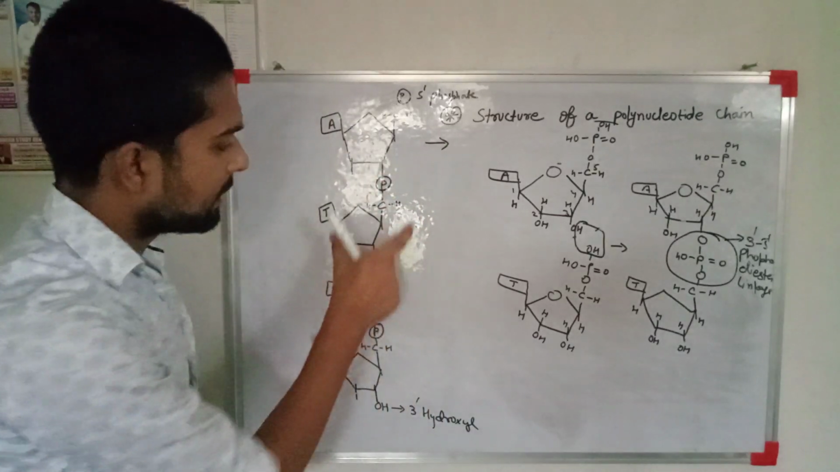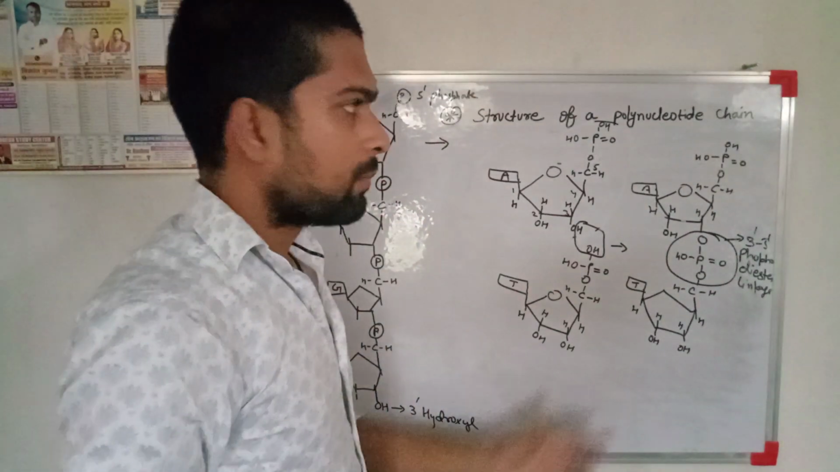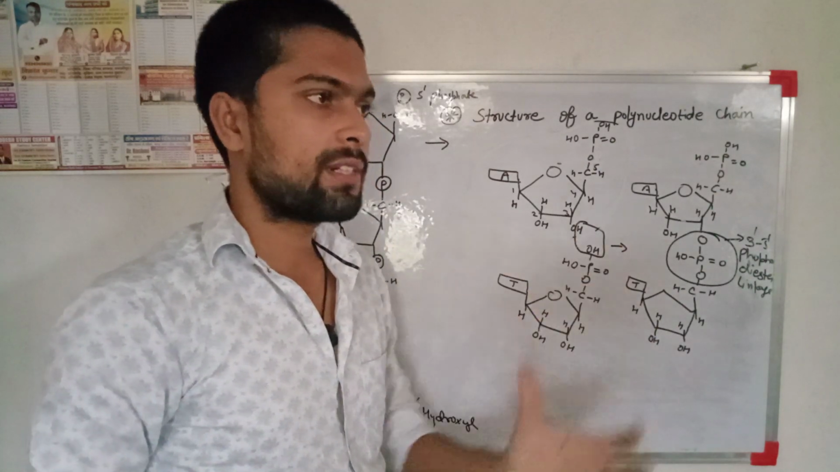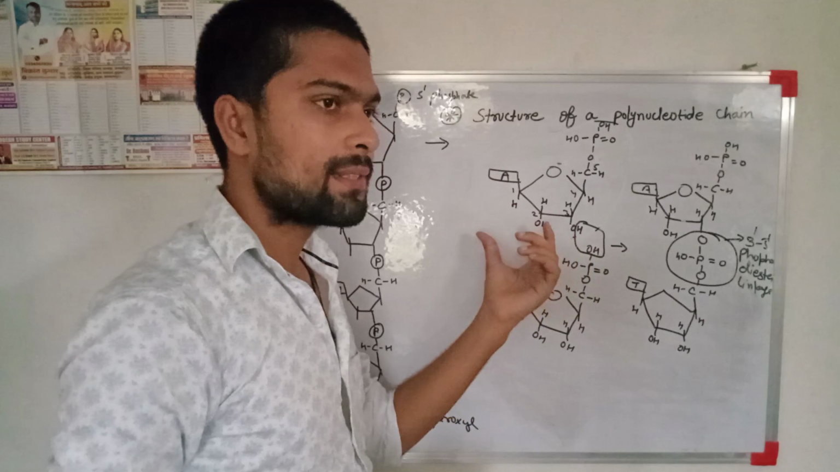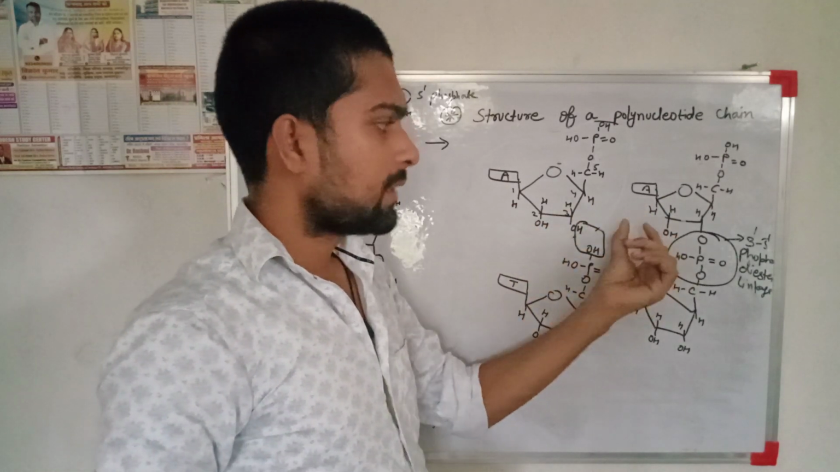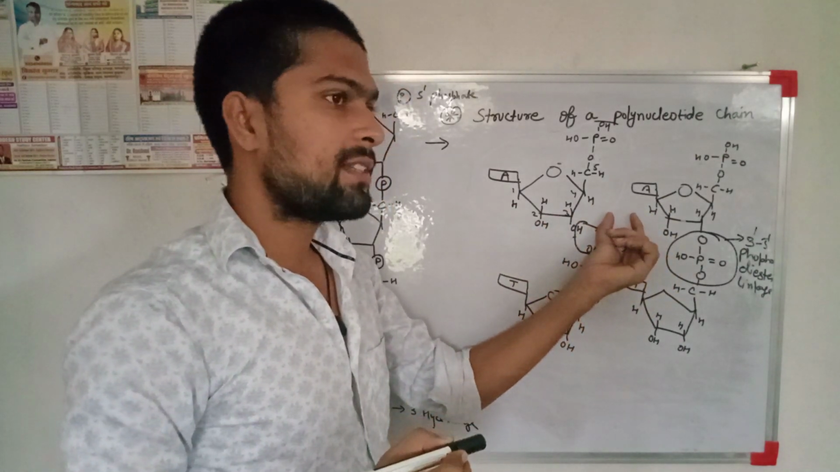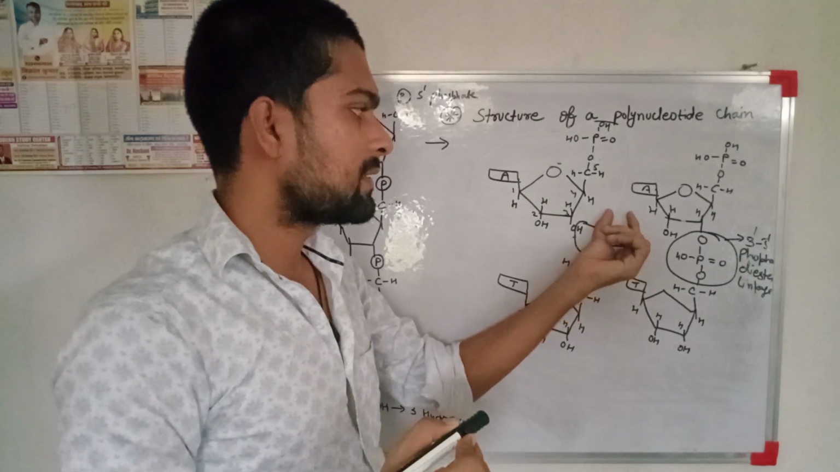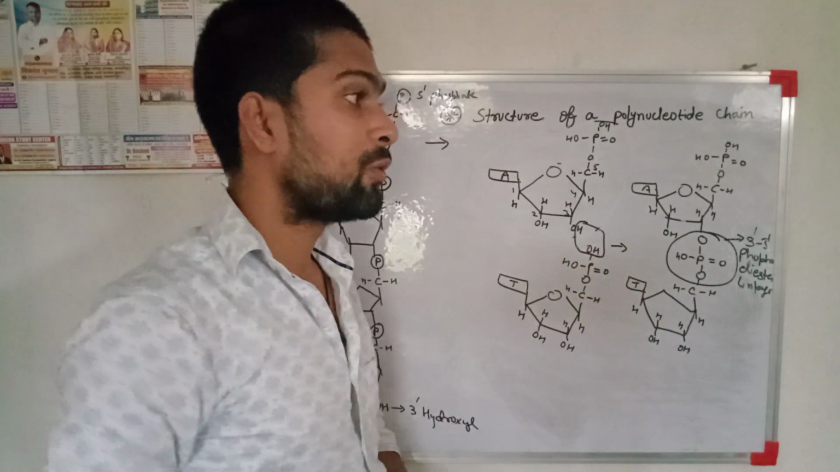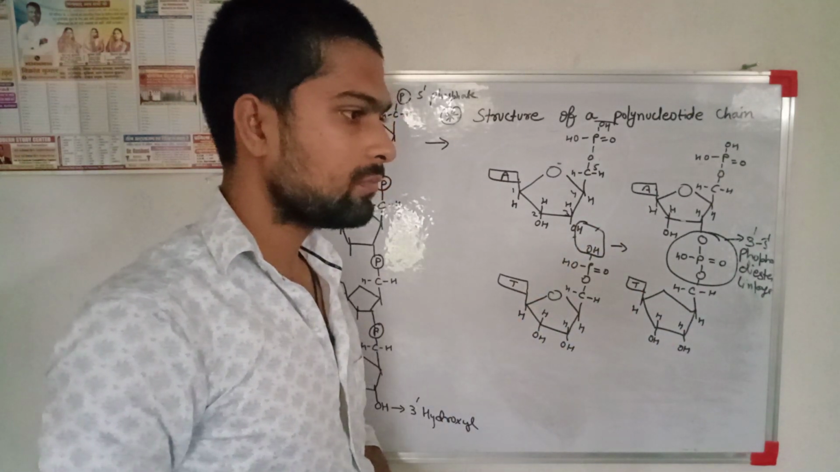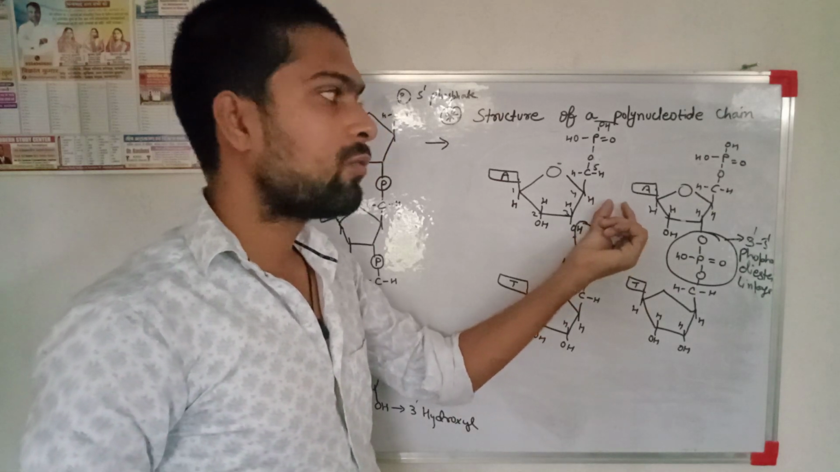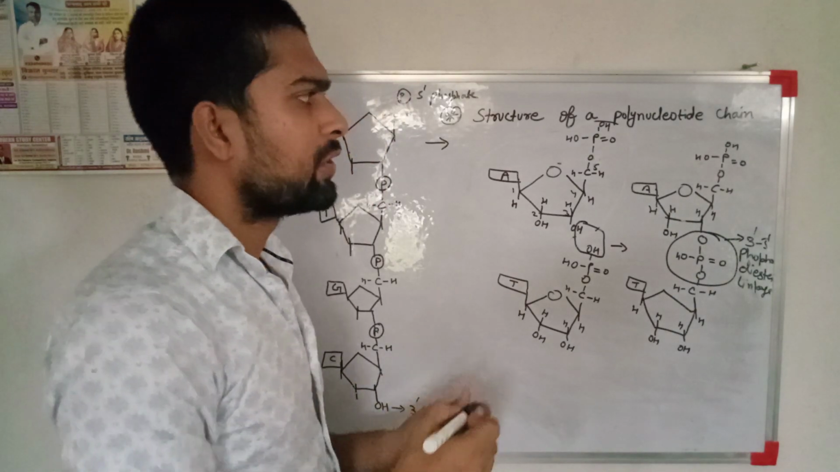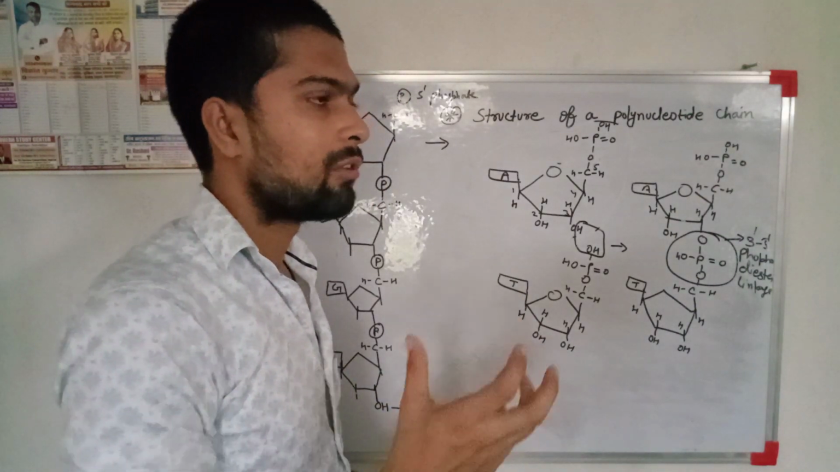So this is a polynucleotide chain. What is a nucleotide? A nucleotide has three components. It is a chemical structure. One is a nitrogenous base, another is a pentose sugar. In the case of RNA the pentose sugar is ribose, and in the case of DNA the pentose sugar is deoxyribose. And one phosphate group. These three components together form a nucleotide.